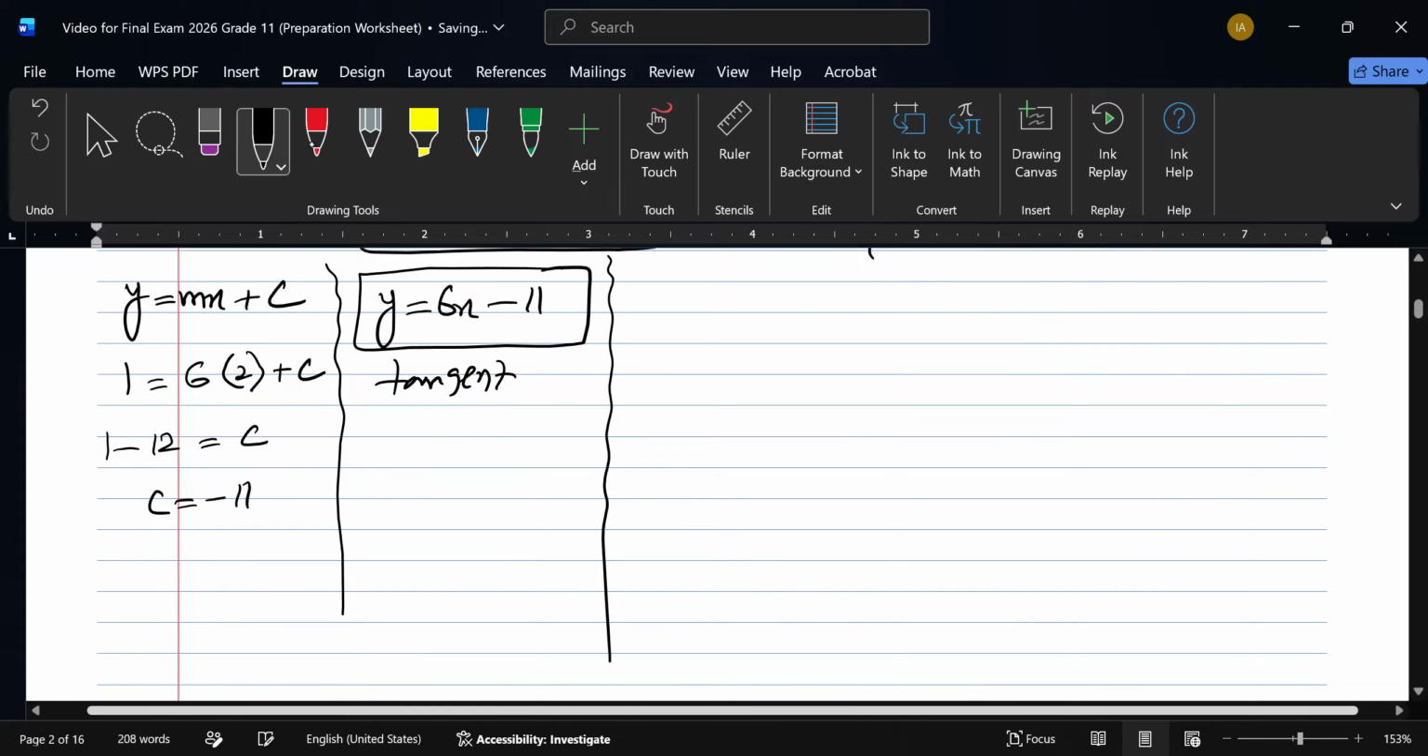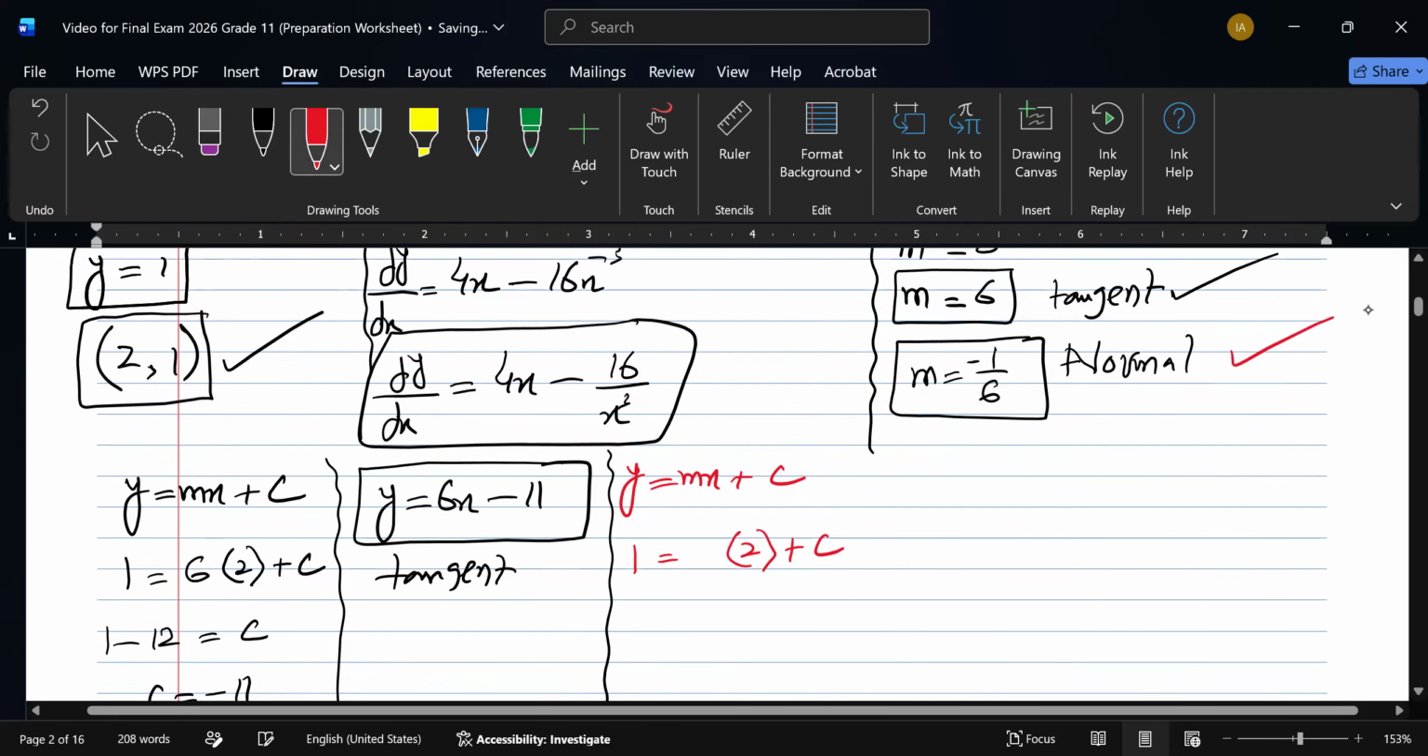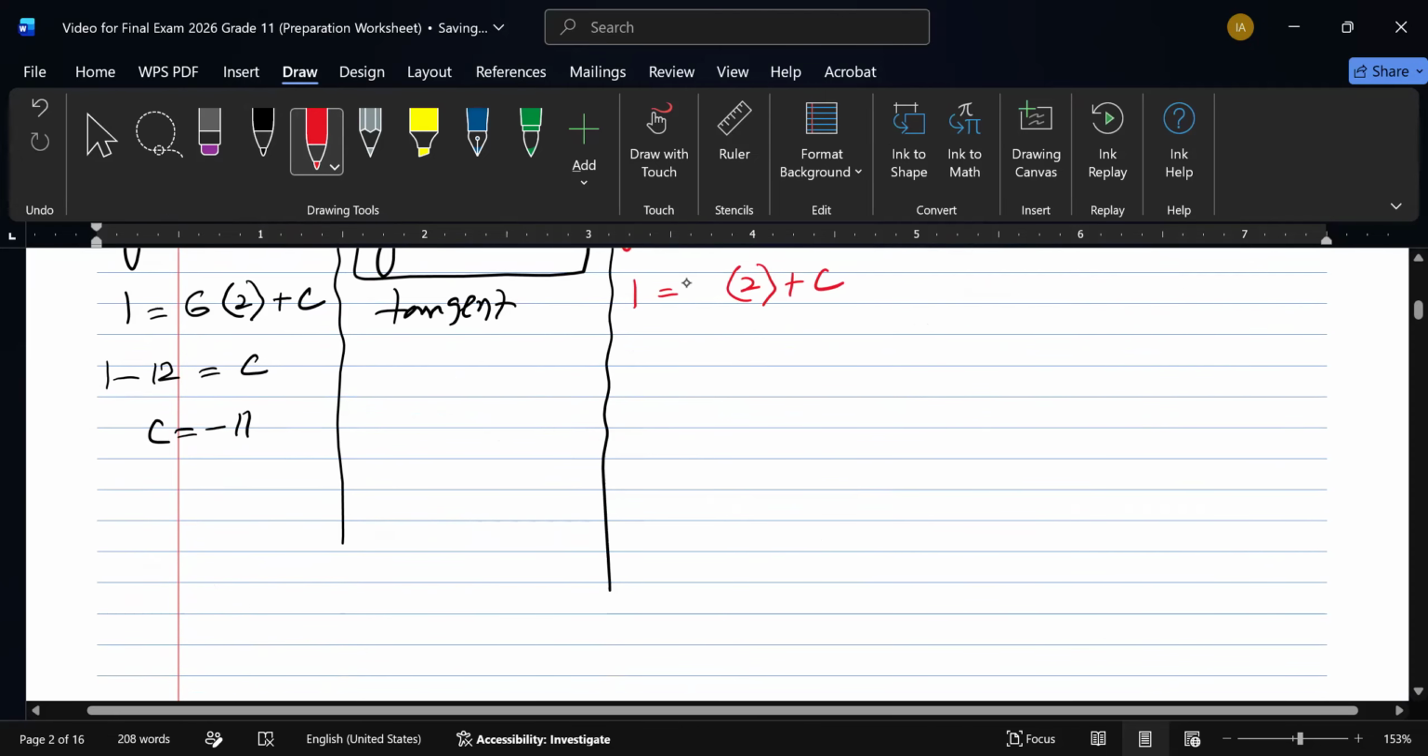Now, we are looking for the equation of the normal. Formula is same. y equals mx plus c. The coordinates of y are same, which is 1 and 2. Let's substitute the gradient. The gradient of the normal is, yes, minus 1 over 6. It's minus 1 over 6.